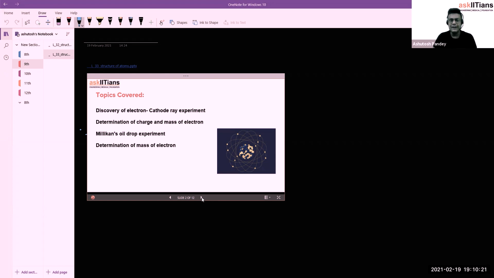So we know that electrons have -1 unit of charge and 0 unit of mass, but they have very negligible mass. They have some mass which is very negligible as compared to the mass of neutron and proton, but they do have their own very small mass. So how this mass of electron was determined, and how the charge was determined, we are going to study in today's lecture.